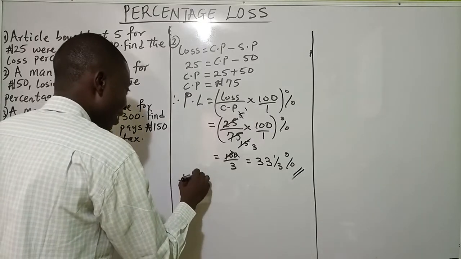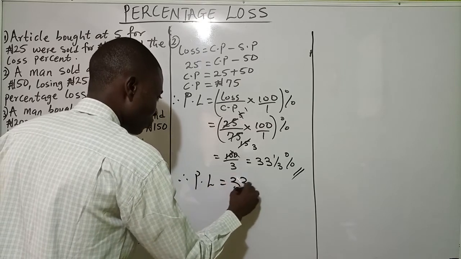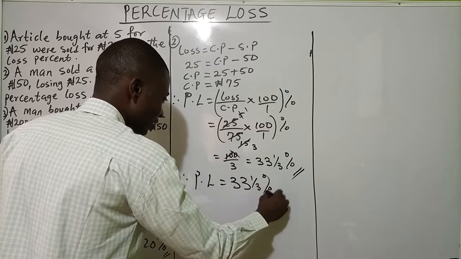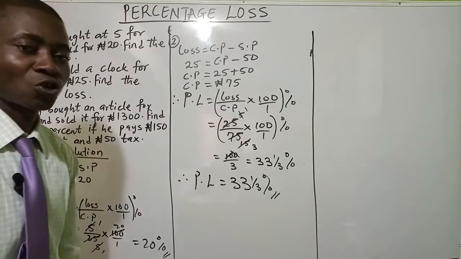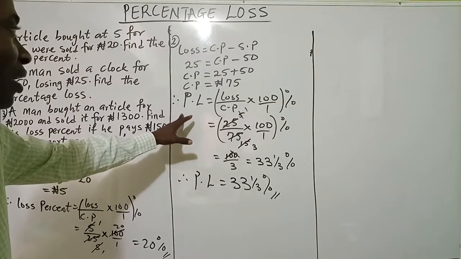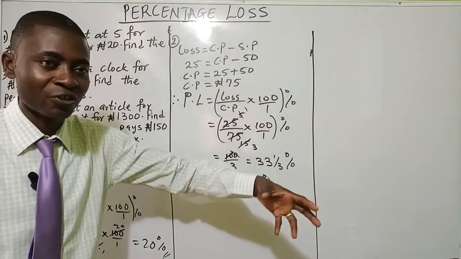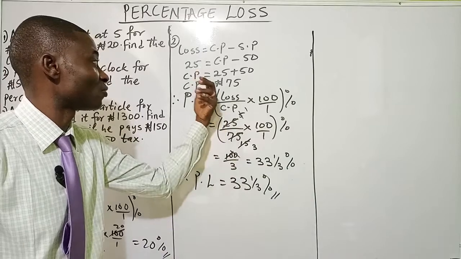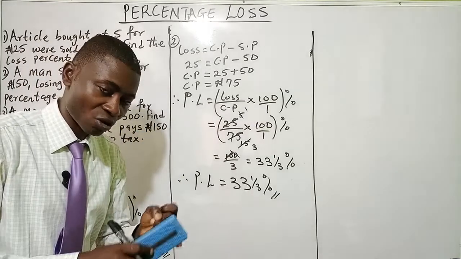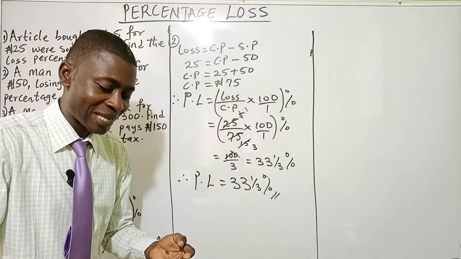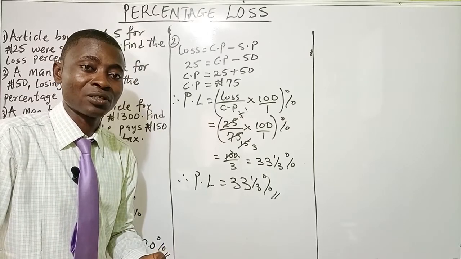So therefore I can say percentage loss is equal to 33 and 1 over 3%. That is it. It's very simple, not difficult at all. So that is our percentage loss. So please, in this question, you can see something now. You notice that the cost price was not given to us in the question, but you look at what is given to us that will guide us to get those things. Just as I said, for you to calculate your percentage loss, you must know your cost price, you must know your selling price, and you should be able to calculate your loss, and you should also know the formula for calculating loss.